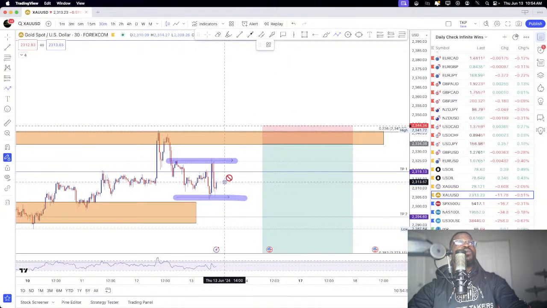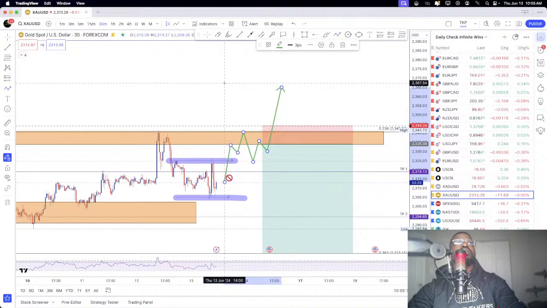Now, you want to wait until you get a clear break above consolidation. The more candles you have above it, the stronger the likelihood of it playing out will be. As soon as price pulls back to retest the broken resistance level, you're going to place your buy, okay?